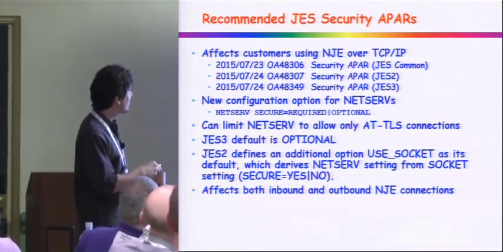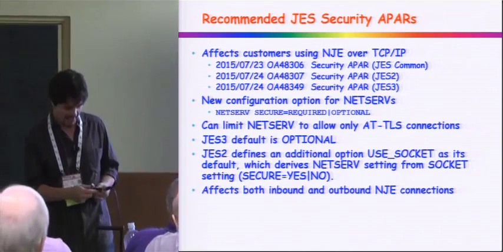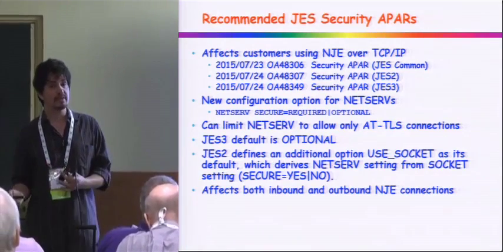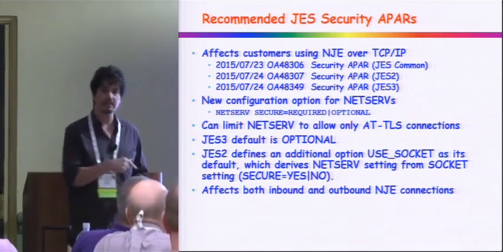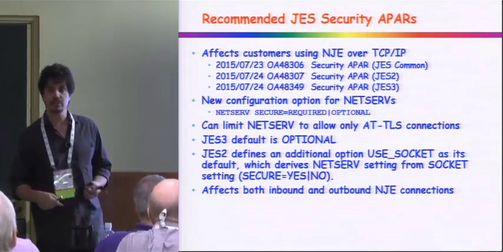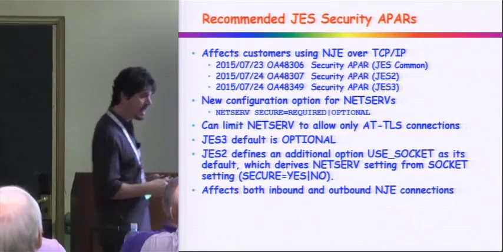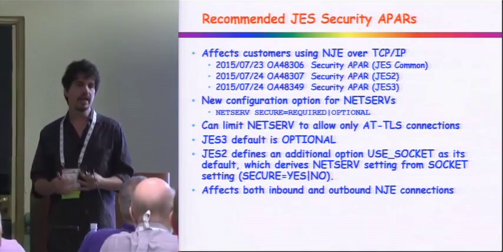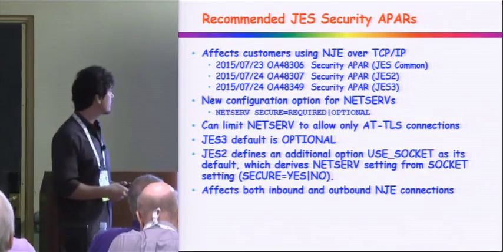So there are some security APARs that you need to look at now if you are using this NJE over TCPIP functionality. And IBM brought it to our attention. They talked about it in the JES sessions, but not everybody goes to the JES sessions. And so there's an APAR for JES Common, one for JES2 and JES3. There's a new option called NetServe Secure, and you can either say that it's required or optional. And if it's required, then you need to have secure connections. You're not allowed to have unencrypted connections, okay?